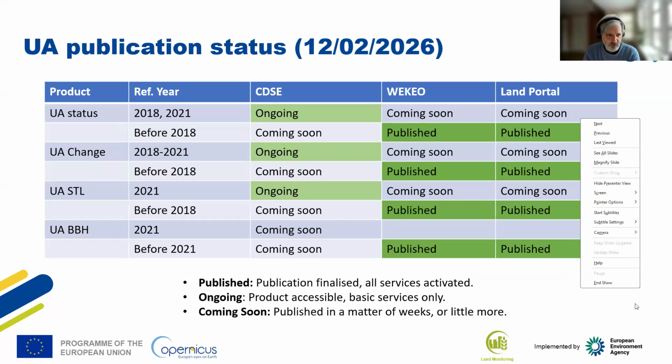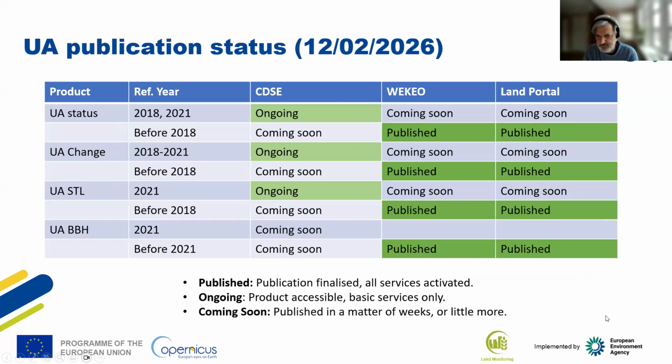For the products before 2018, we will progress with the publication soon after we have done the current job, but you can find them already on Vekeo and Land Portal in the full services. So this means that for now you need to bear with us, be a bit patient. If you want, for instance, to access the entire time series back to 2006, then by now you have to go through 2. You don't find that in one spot, but expect this to happen soon.